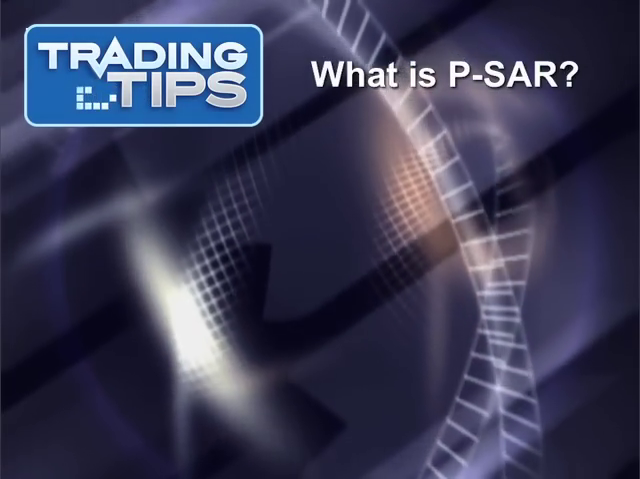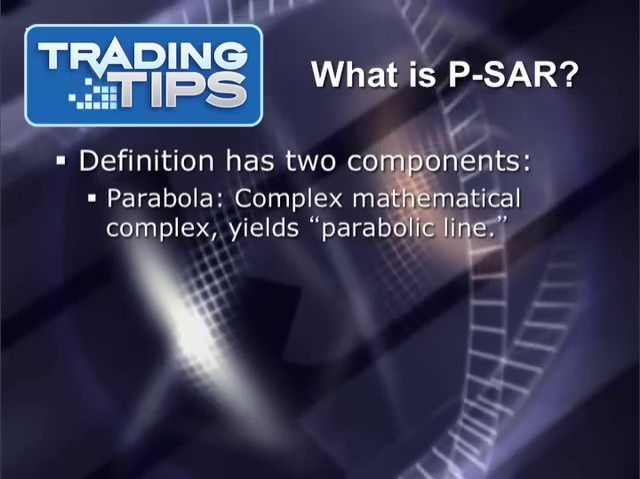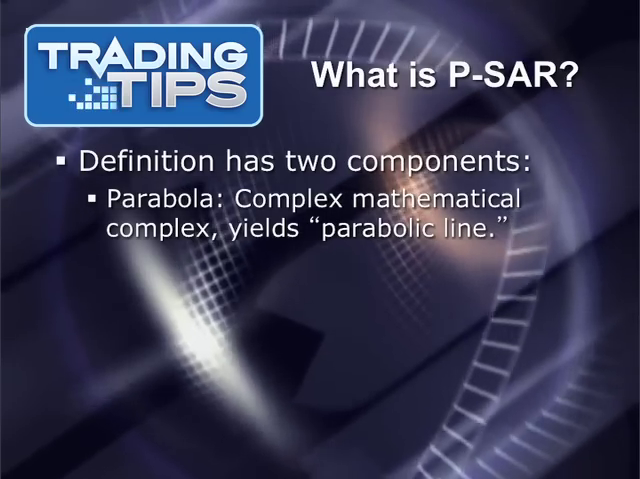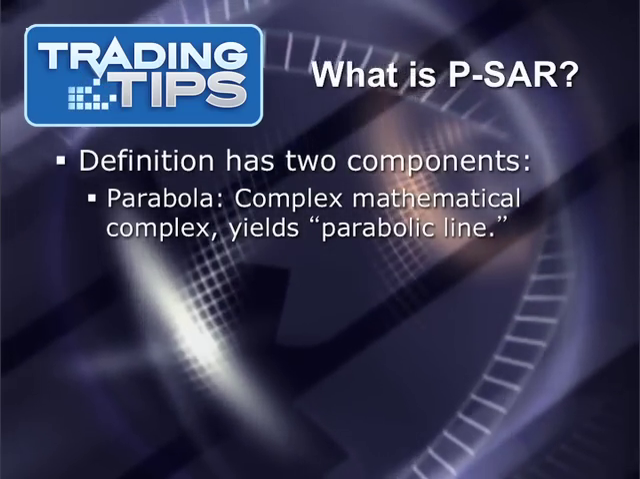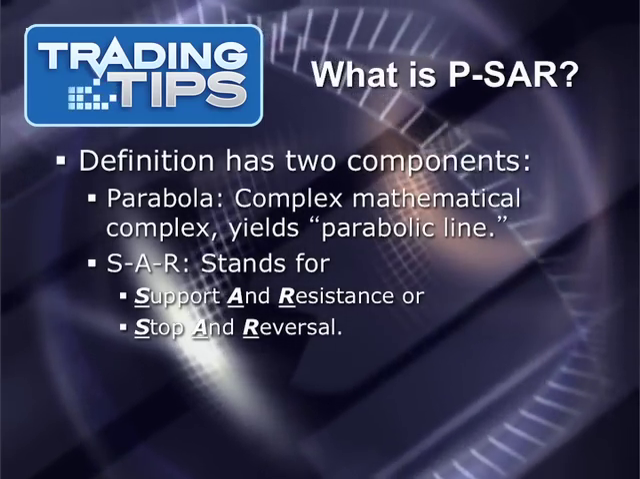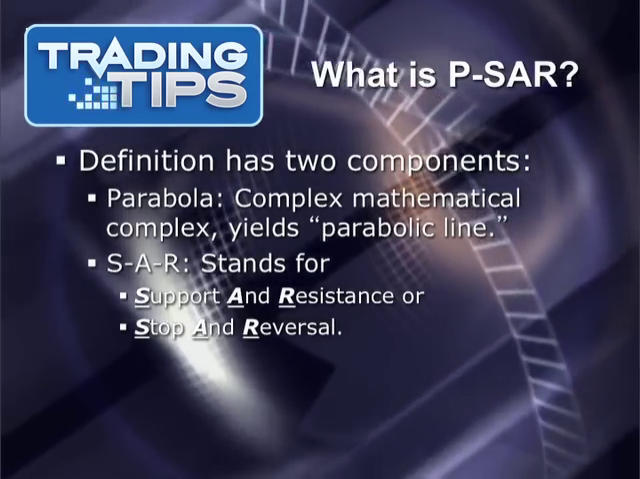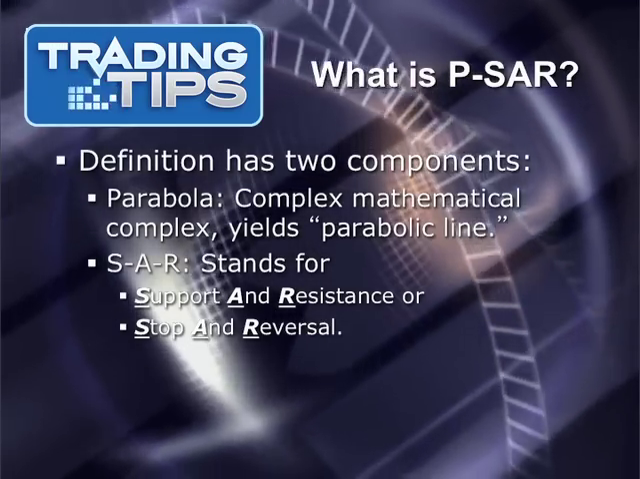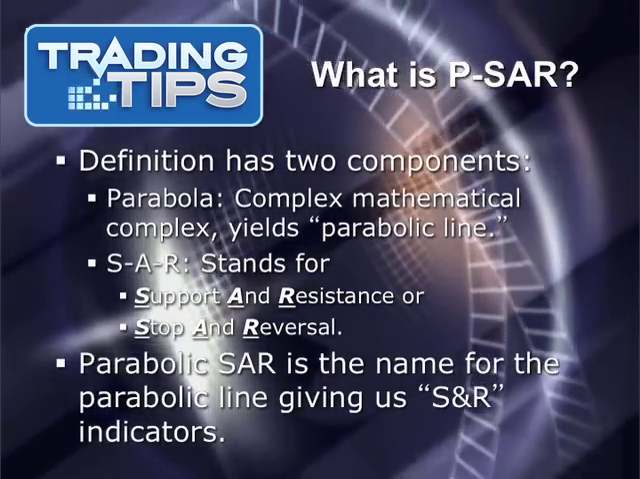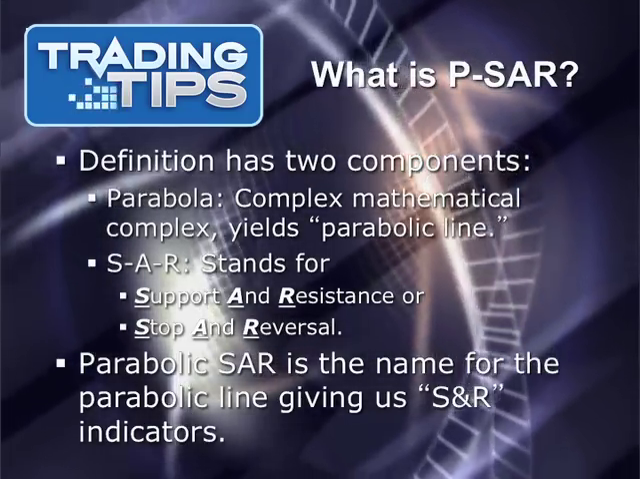There's two components to the definition of Parabolic SAR. The parabola, and that's a complex mathematical concept. It's kind of beyond the scope of this episode, but it gives us the parabolic line. And the SAR, and that's just a mnemonic device that stands for support and resistance, or stop and reverse. The parabolic SAR is the line, the parabolic line, and its relation to a stock's price on a stock chart gives us the SAR indicators, support and resistance, stop and reverse.